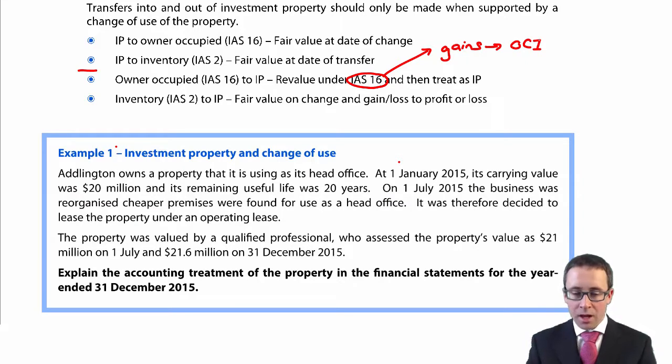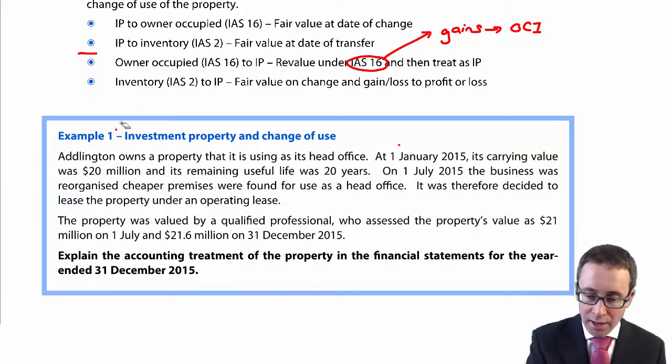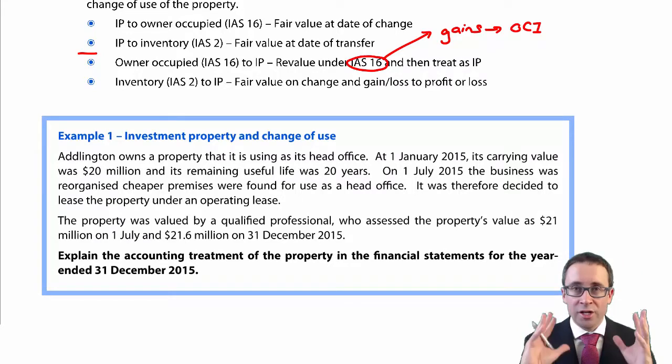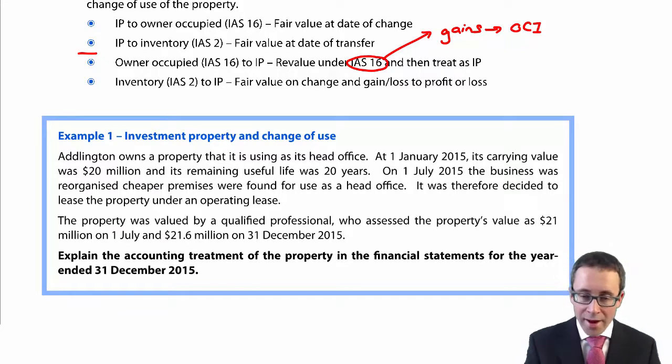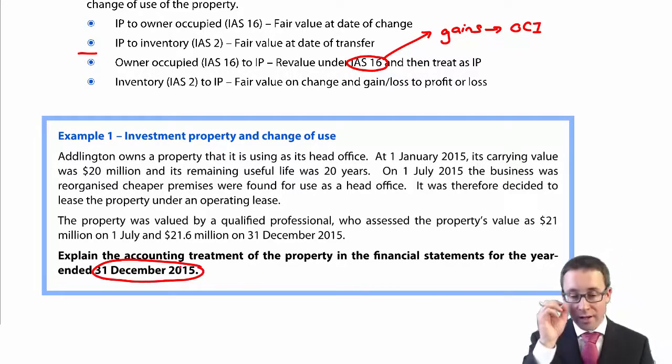We've got a very small example just underneath there, just to go through and look at the changes and what happens. It wants us to explain the accounting treatment of the property. So again, is it investment property? Is it PPE? Is it inventory? We don't know. For the year ended the 31st of December 2015.